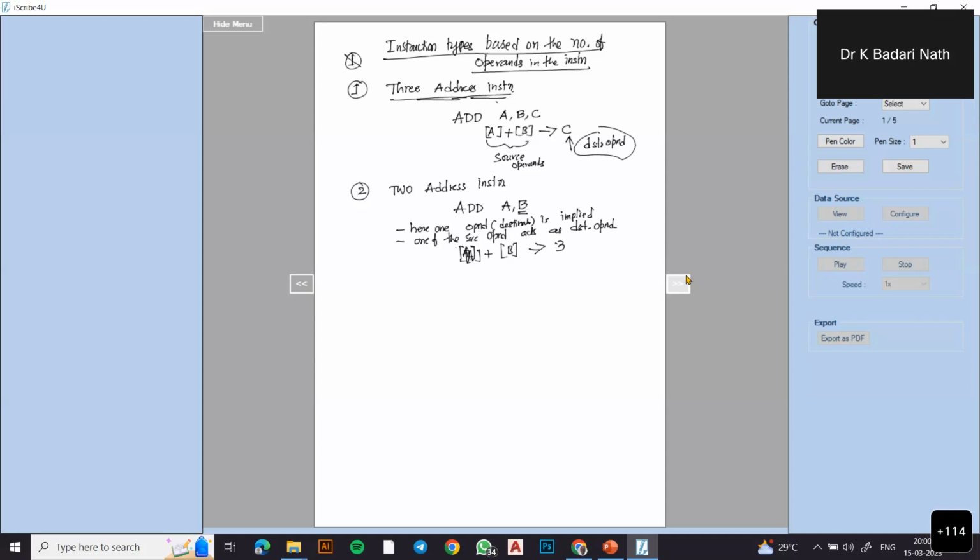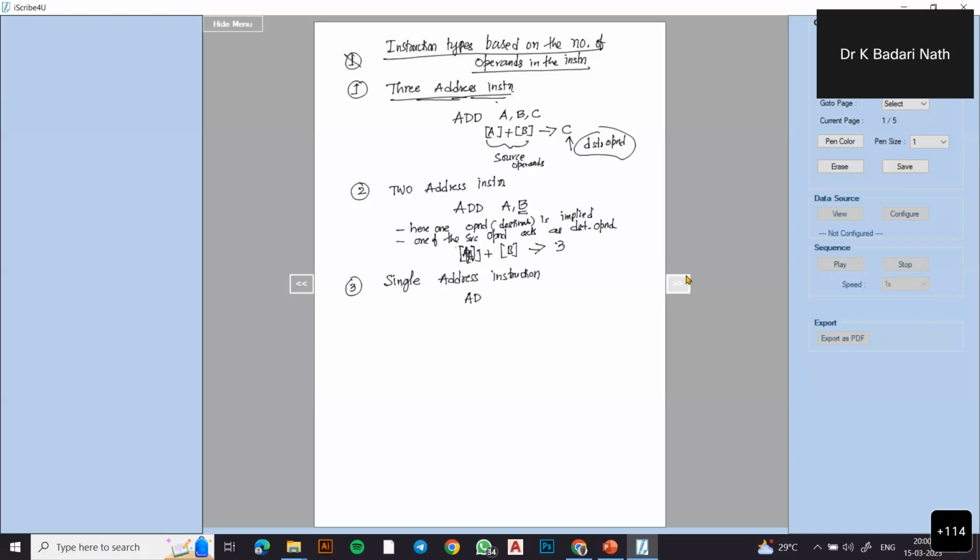Most of the processors will follow this type. So now the third one. There's another type of instruction available which will reduce a little more. It's called a single address instruction. Most of the ARM processors will follow this format, single address instruction. How does this instruction perform the same job?